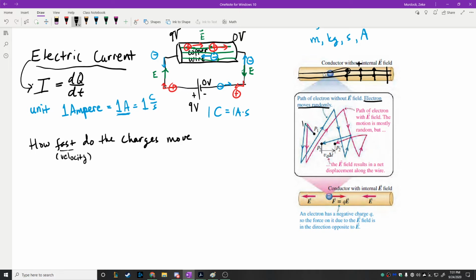Now, what happens when we actually place an electric field within the conductor? So suppose we put the positive end of a battery over here, put the negative end of a battery over here. We produce an electric field that's represented by this pink line right here, okay? What's the effect of that? Does that make it so that the electron just moves to the right?